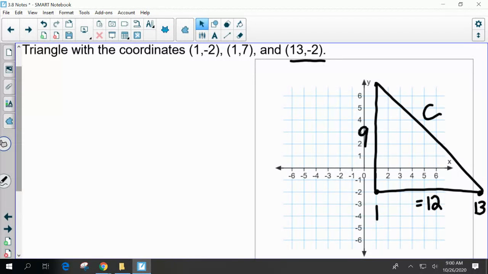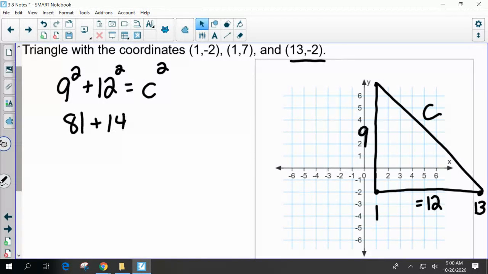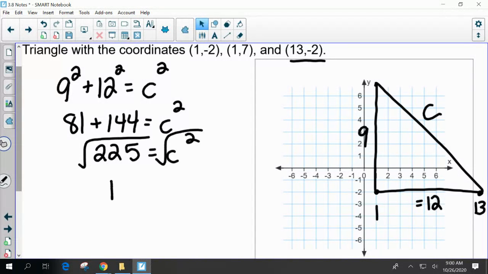So then I'm going to plug it into the Pythagorean theorem. So 9 squared plus 12 squared equals C squared. So 81 plus 144 equals C squared. And then I add those together and I get 225 equals C squared. Square root both sides. So 15 equals C.